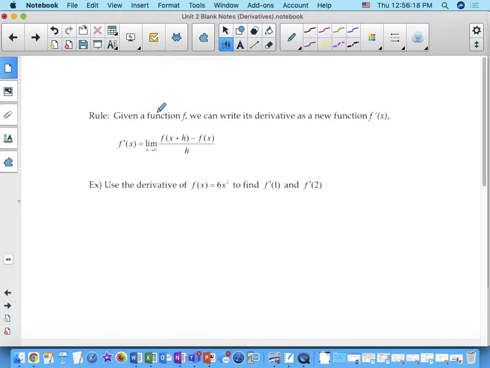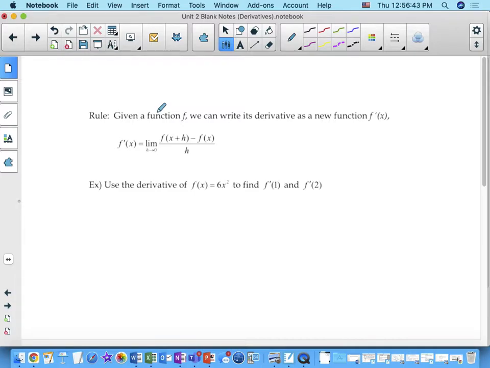So if we can come up with the derivative of f of x, f prime of x, and we can write that as a function, we can just use that derivative function for any x value we want. We don't have to now do that whole limit process every single time we get a new value of x. And so that's what we're going to do today.